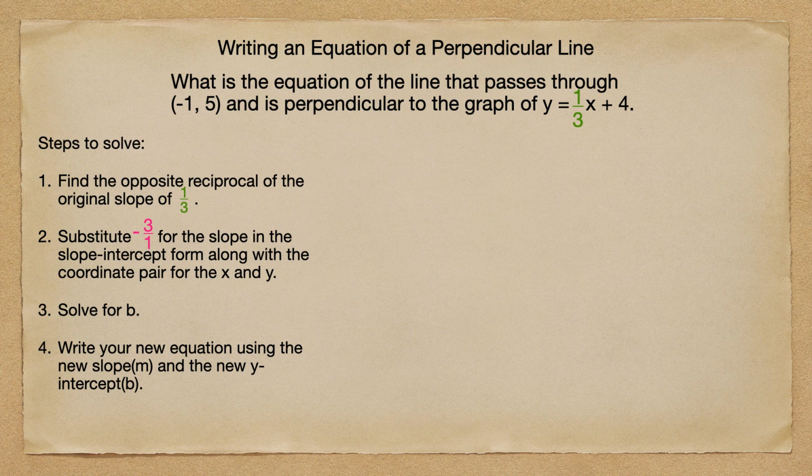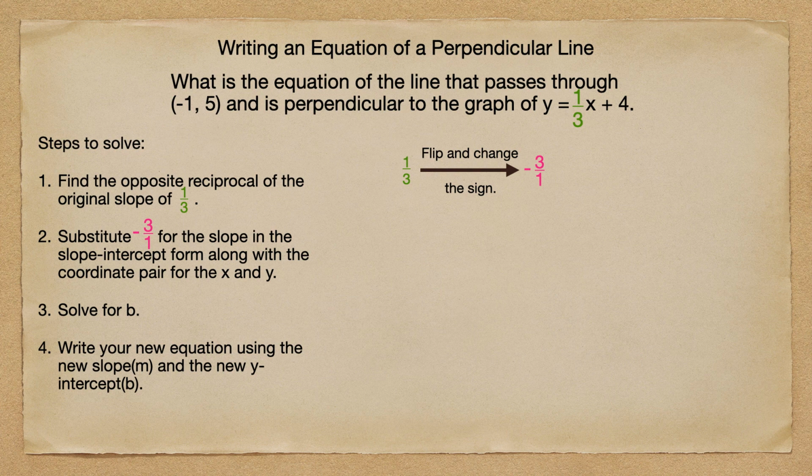To do the opposite reciprocal, we find the opposite of 1/3, which means instead of positive, it becomes negative. We also flip, or take the reciprocal of, 1/3, which becomes 3/1. Because we're doing both of these together, it becomes -3/1, or -3. Now we have our new slope.